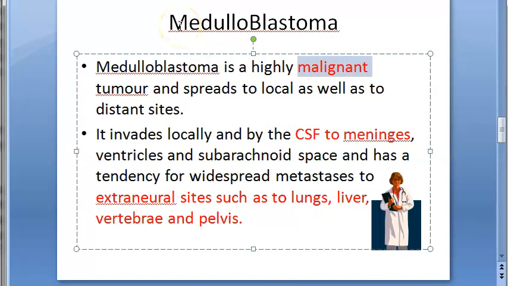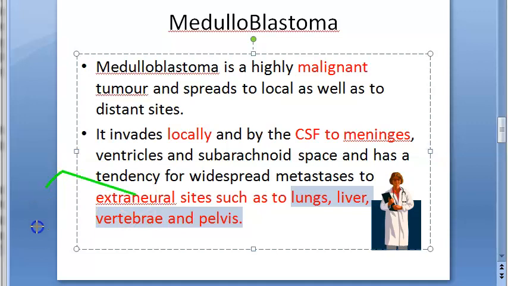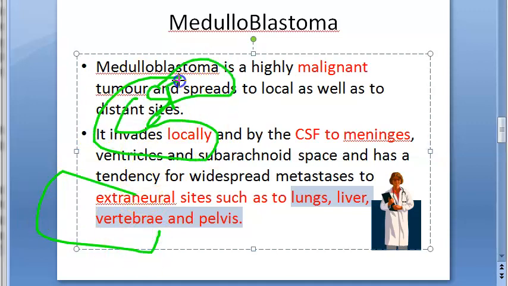You should know it's a malignant condition. It can spread from the local site to CSF, from CSF to meninges, from meninges to subarachnoid space that itself has CSF, then extraneural sites like lungs, liver, vertebrae, pelvis. So, from the cerebellum, it went to the ventricles, CSF. From CSF, it will go to the meninges. From meninges, then it can go to lung, liver, etc.